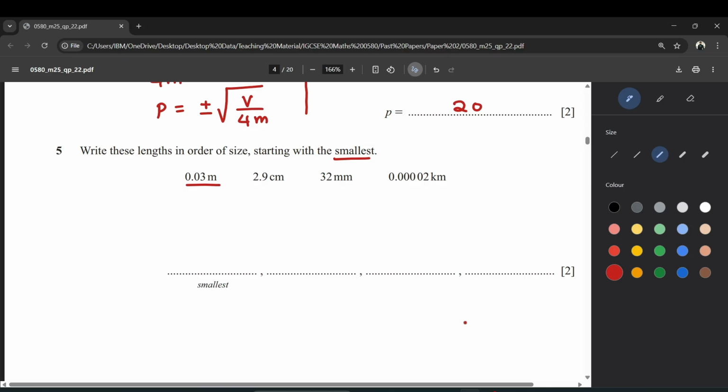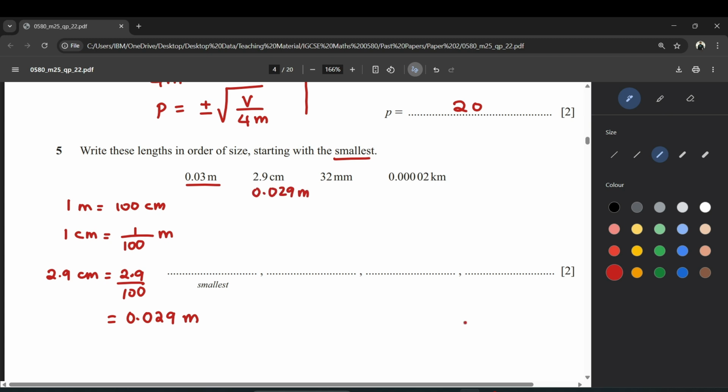So if I stick to meters, 2.9 centimeters: we know that 1 meter is equal to 100 centimeters. So by extension, 1 centimeter is equal to 1 upon 100 meters. So 2.9 centimeters would be equal to 2.9 divided by 100. If I shift the decimal place 2 places to the left, I would get 0.029 meters. Let me write this as 0.030 so that it is easier to compare. I'm going to write all of them to 3 decimal places.